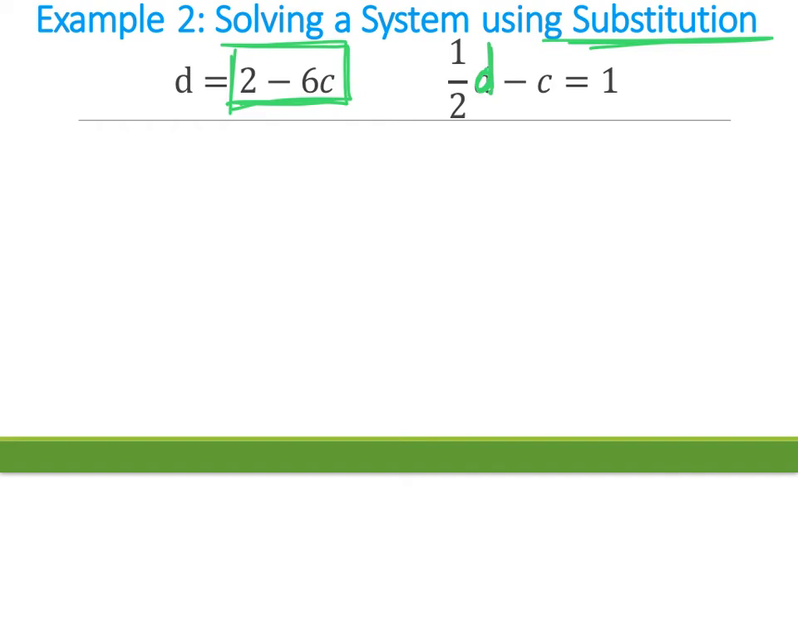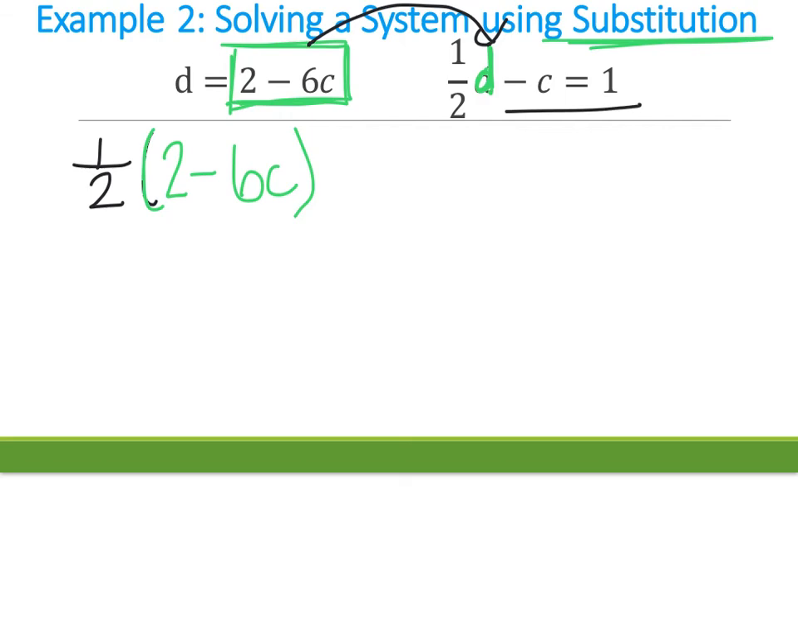Instead of writing D, I'm going to write 2 minus 6C. I'm substituting it in for D. I'm replacing. So we have 1/2, and then instead of writing D, you're writing 2 minus 6C. And then you just continue this equation, minus C equals 1.